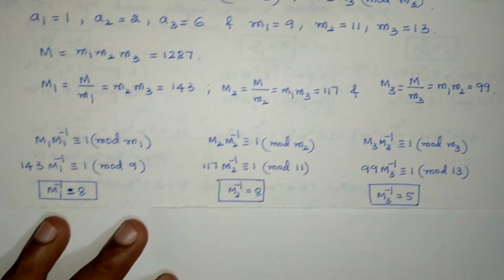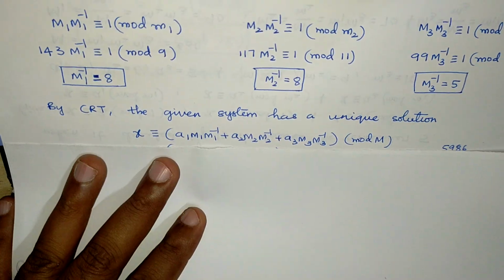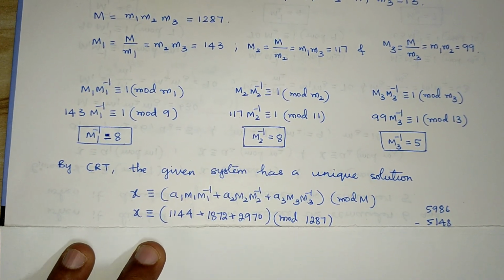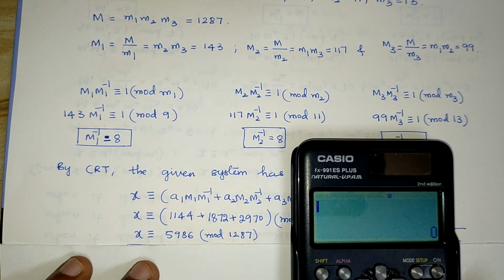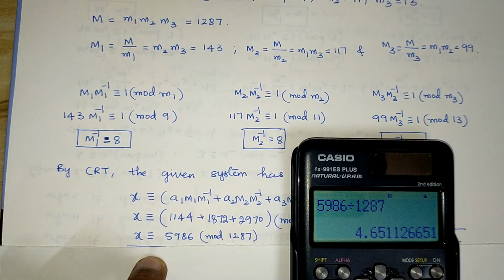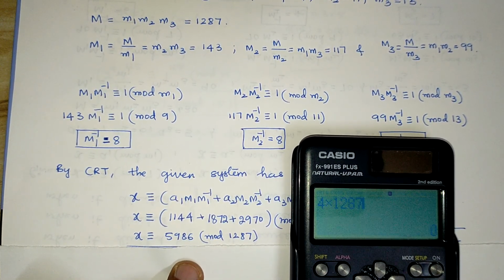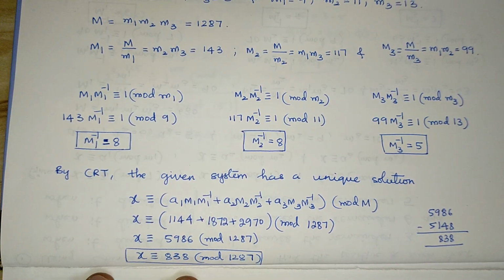Okay, so after getting these values, by the Chinese Remainder Theorem it has a unique solution, and we know the solution. Let us substitute these values into the equation, and we have this. So 5986. Let us divide 5986 by 1287. So we got 4 point something, right? So let us multiply 4 by 1287 and subtract this value from 5986. So 838 is the answer. So that is the required solution.